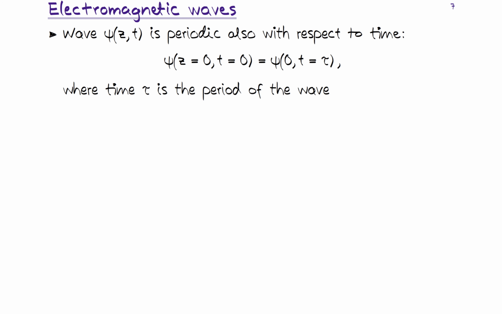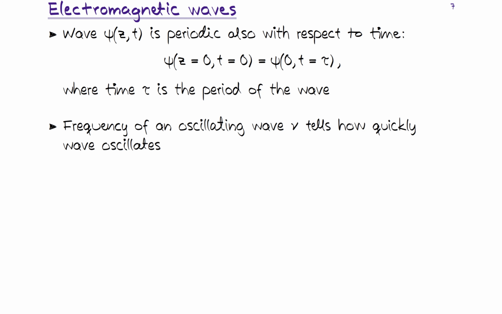So mathematically, this concept of the period of the wave is exactly the same thing as the wavelength of light. So please see the symmetry in the mathematics. And now the period of the wave gives us a tool to understand the oscillation speed of our wave. So what is the frequency of oscillation of our wave? The frequency nu basically tells us how quickly the wave oscillates with respect to time. So nu is defined as the inverse of the period tau.